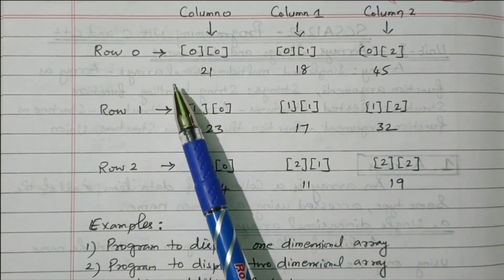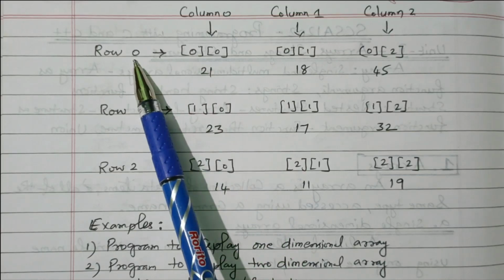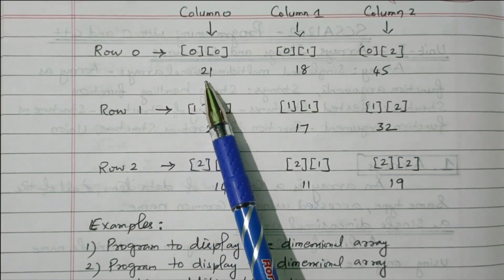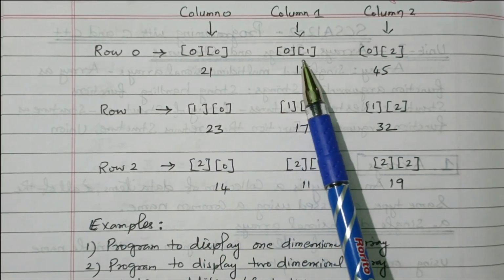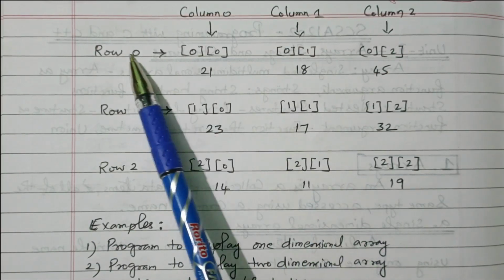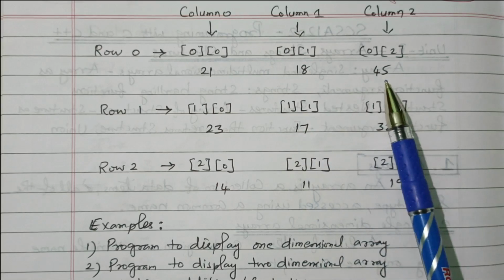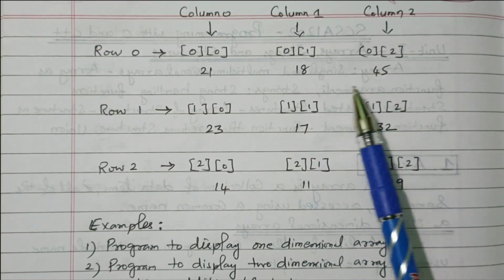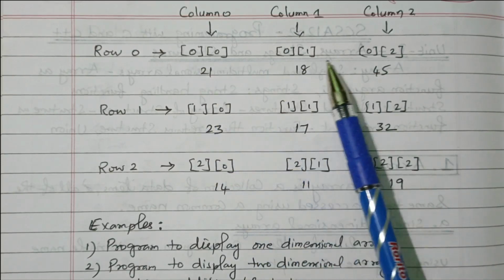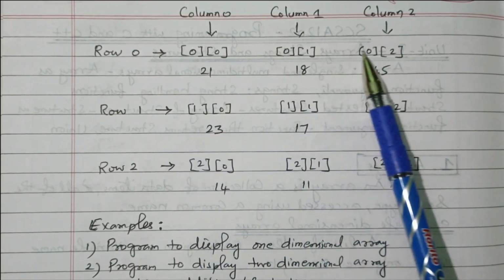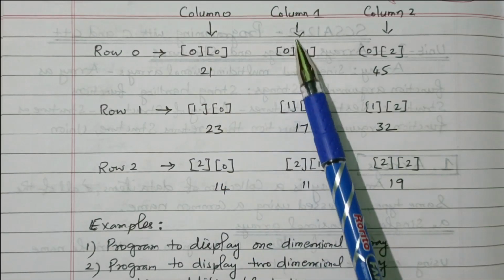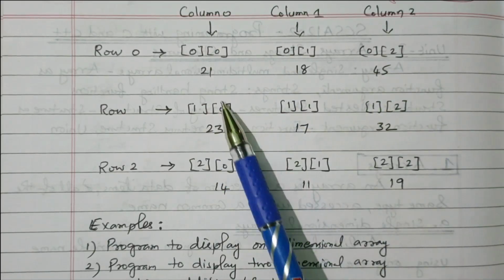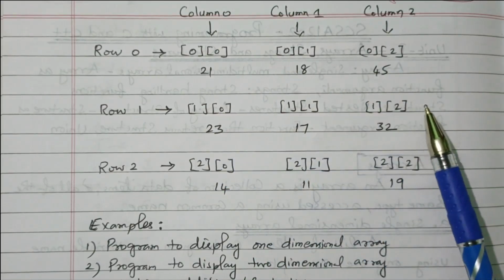Right? So by this we can see 0,0, column 0, row 0. This is the first element, 21. 0,1, first row, second column, 18. Then 0,2, first row, third column, 45. Right? 0,0, 0,1, 0,2 refer to the first row. In that, first column, second column, third column, 21, 18, 45 are stored.